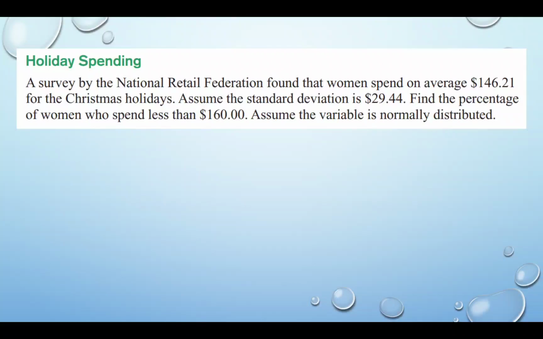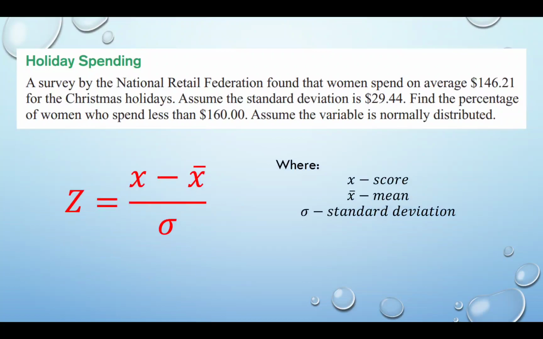So let's say for example this scenario. A survey by the National Retail Federation found that women spend on the average $146.21 for the Christmas holidays. Now, assume the standard deviation is $29.44. Find the percentage of women who spend less than $160. Assume that the variable is normally distributed. Since it is normally distributed, we can use this formula. This is our z-score formula. This is used to standardize the different means into z-scores.